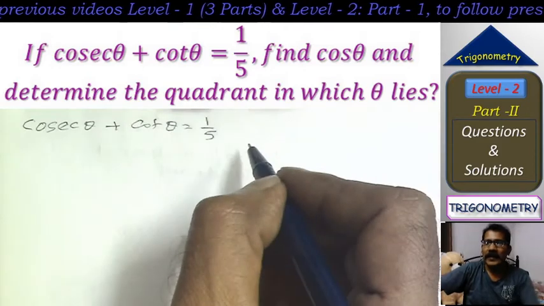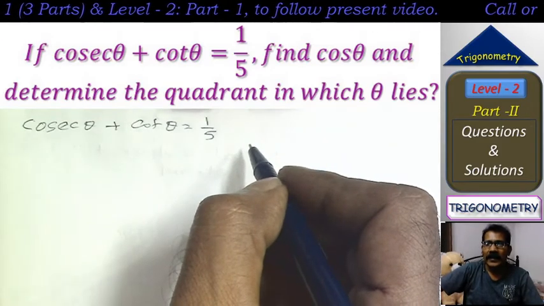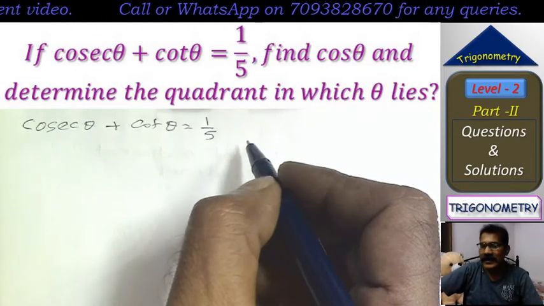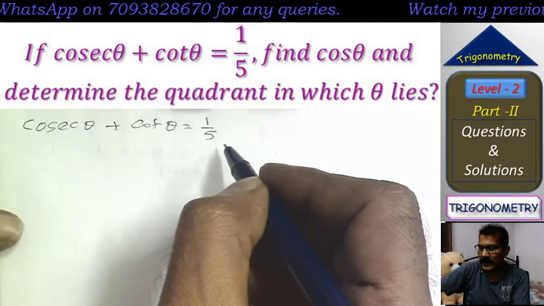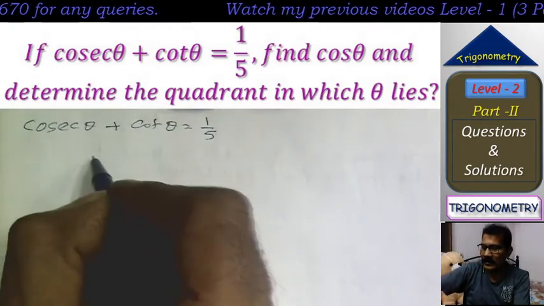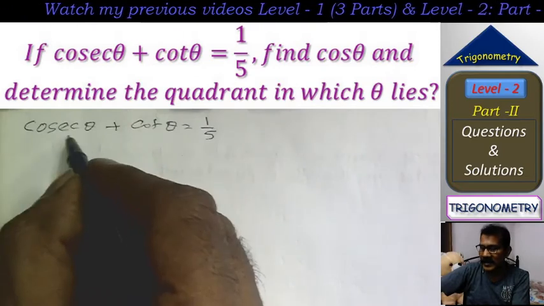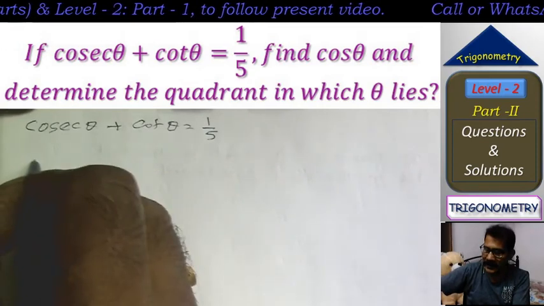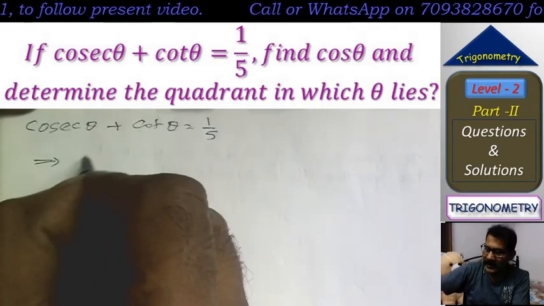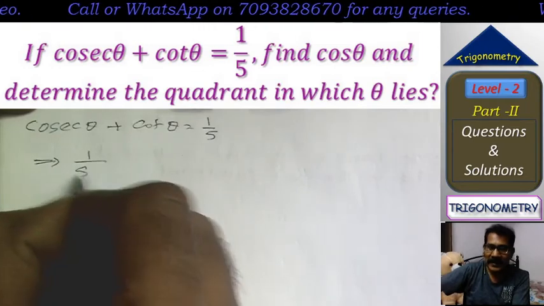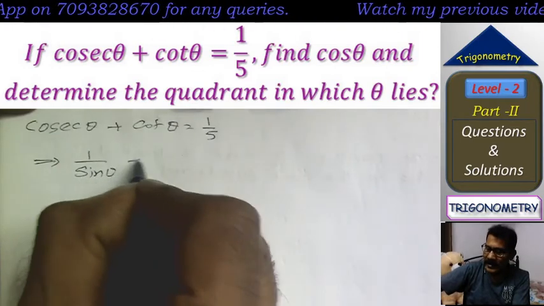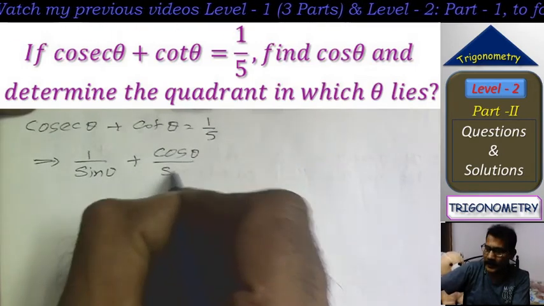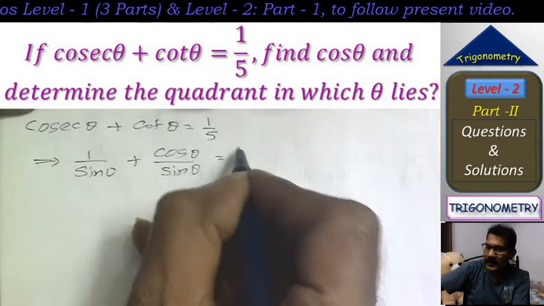From this information, it is asked to find out cos theta, and we need to find theta location also, in which quadrant it is lying. So let us find cos theta first from this. To get cos theta value, let us try to change this entire LHS into a single trigonometric ratio. Cosecant theta we can write as 1 divided by sin theta, plus cot theta you can write as cos theta divided by sin theta, and which is equal to 1 by 5 as it is.